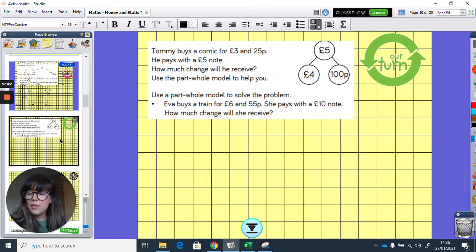Okay, now this is a different way of working it out. Tommy buys a comic for £3.25. He pays with a £5 note. How much change will he receive? Use the part-whole model to help you.